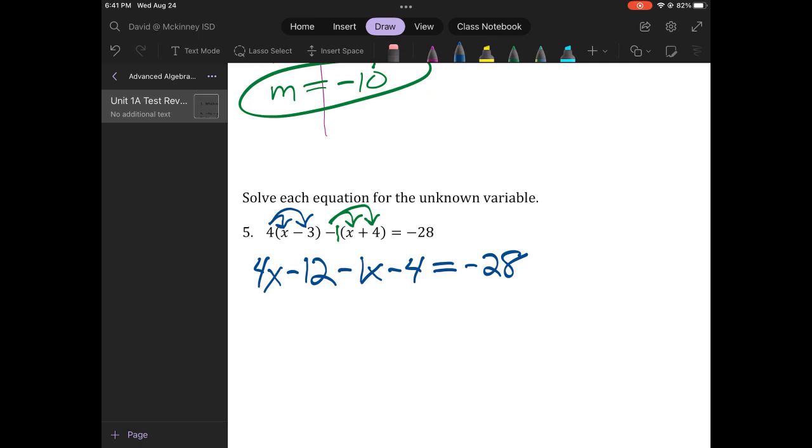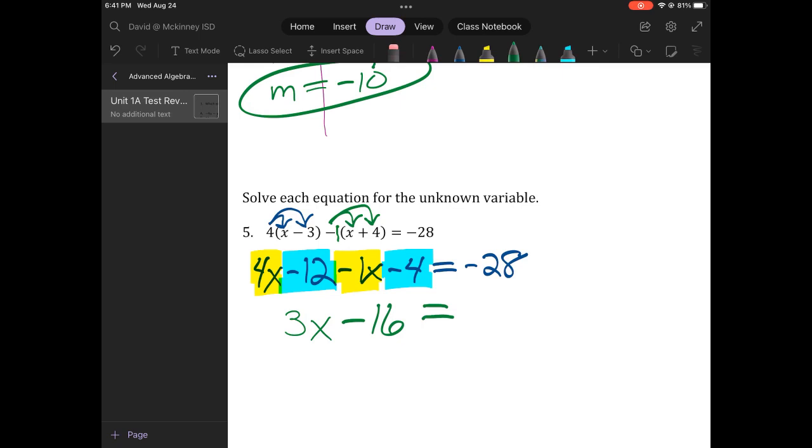I'm going to use the highlighters to show you what the like terms are in this equation, but like terms will always share a letter and a rank. We don't have to worry about rank right now, but they need to share a letter or they need to be constants. 4x and negative 1x are like terms. Then I have negative 12 and negative 4 that are like terms. When I take 4x minus 1x, I will get 3x. When I take negative 12 minus 4, I will get negative 16.